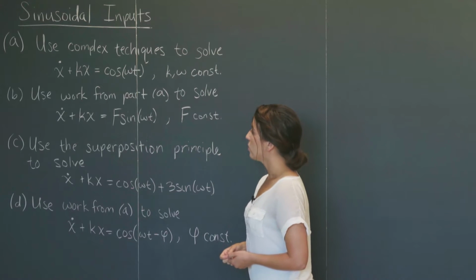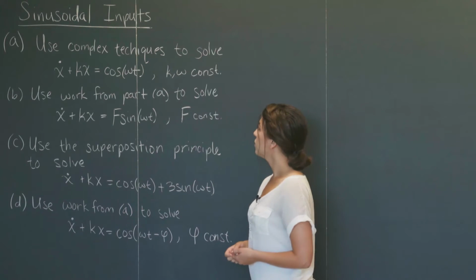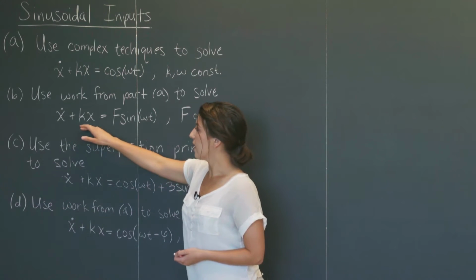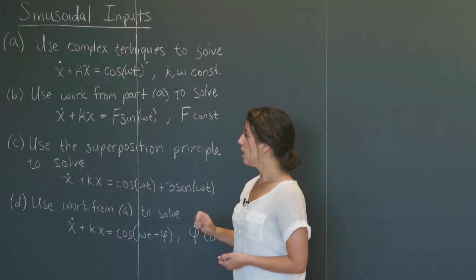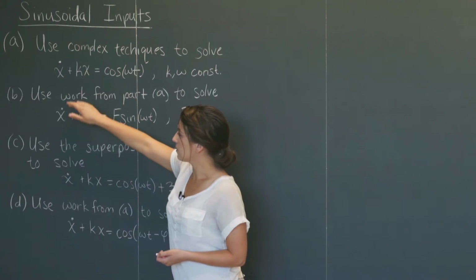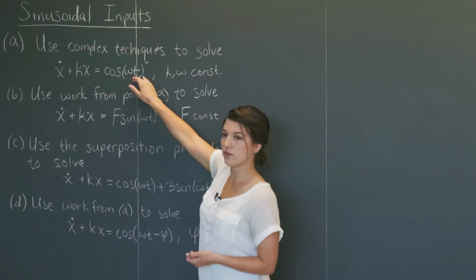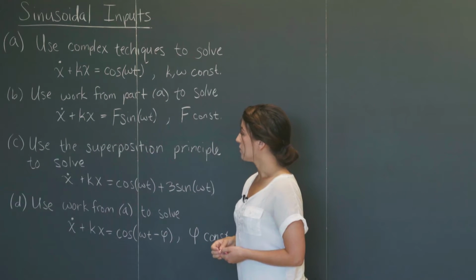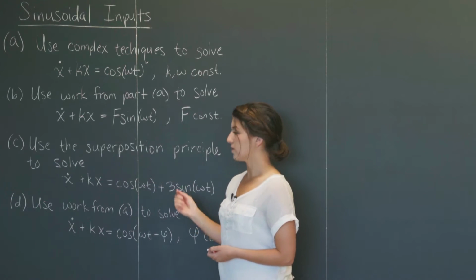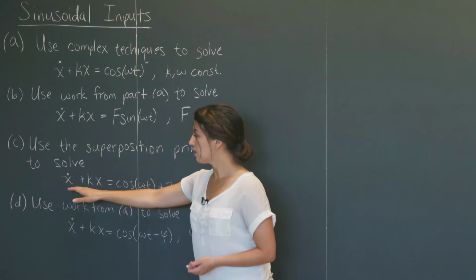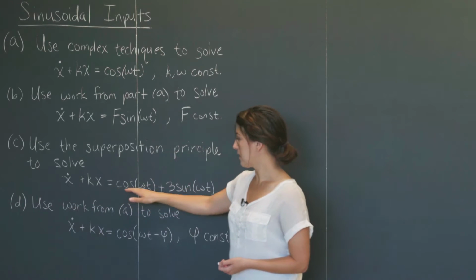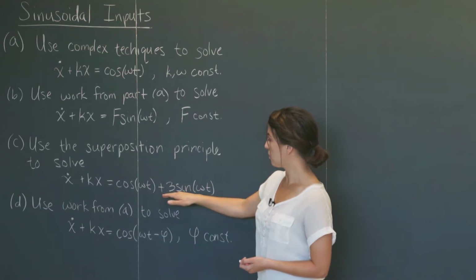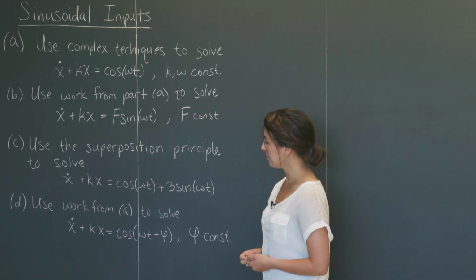Cosine omega t is the input in this equation, and x is the response, which we want to find. In Part B, we will use our work from Part A to solve x dot plus kx equals f sine omega t, where f is a constant. Notice that the two left-hand sides are the same, but the inputs are different. In Part C, we will use the superposition principle to solve, again, the same left-hand side, x dot plus kx, but our input is now cosine omega t plus 3 sine omega t.